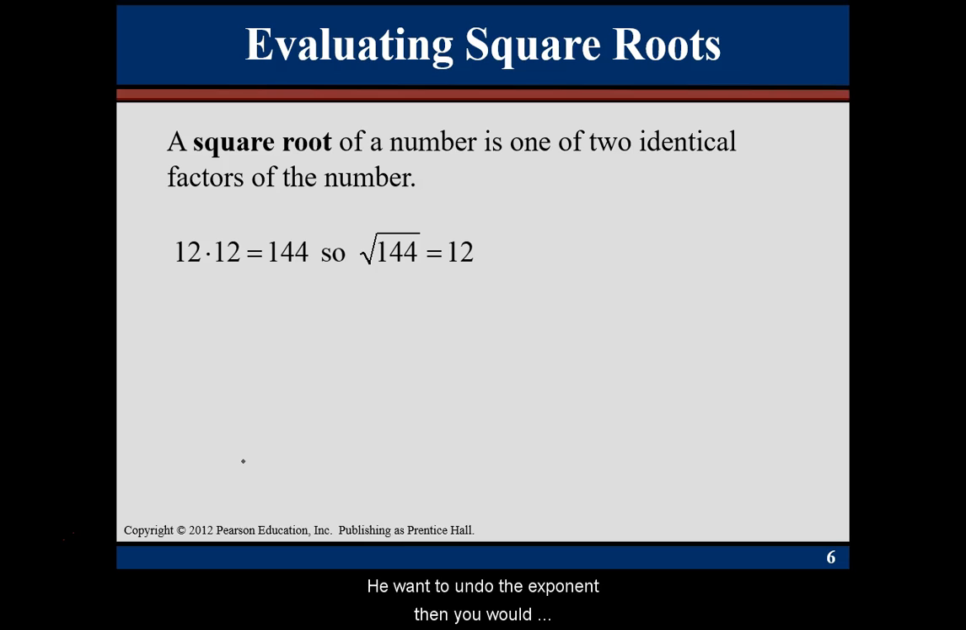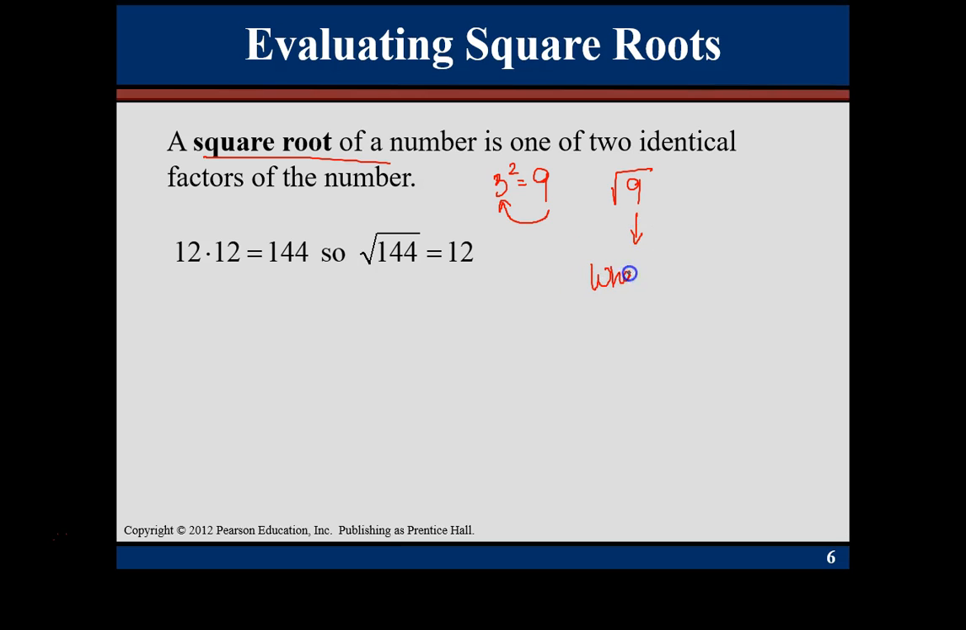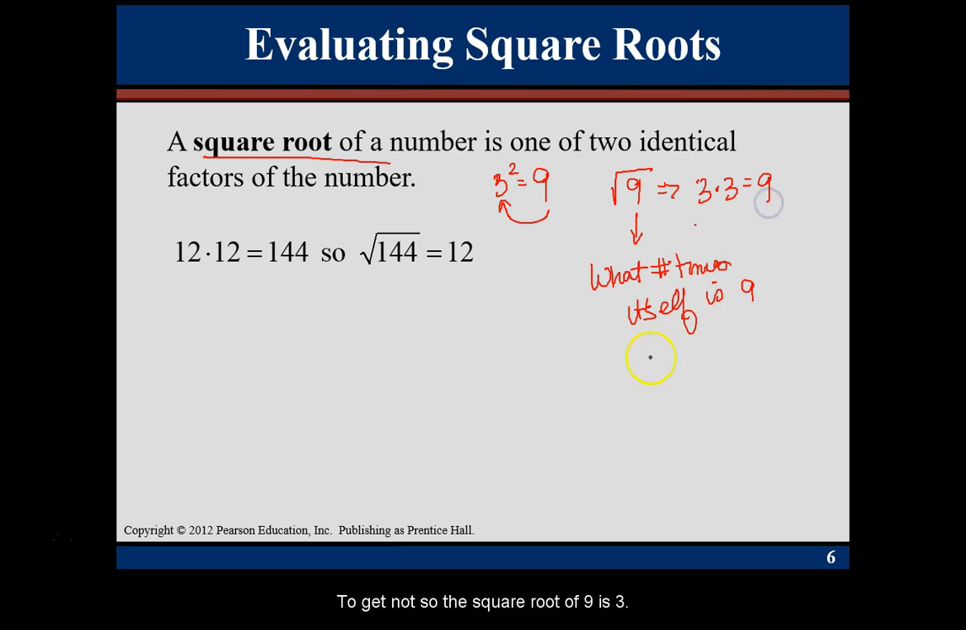If you want to undo the exponent, then you would take a root. So if you want to undo a square, say 3 squared is equal to 9, and you want to go back to this form, I would say, what is the square root of 9? What number times itself is 9? Well, 3 is, because I would say 3 times 3 to get 9. So the square root of 9 is 3.